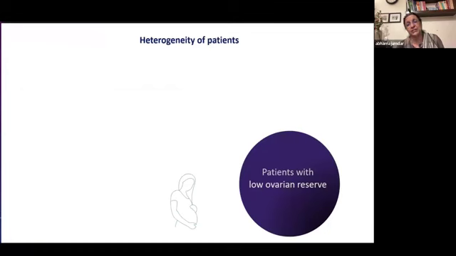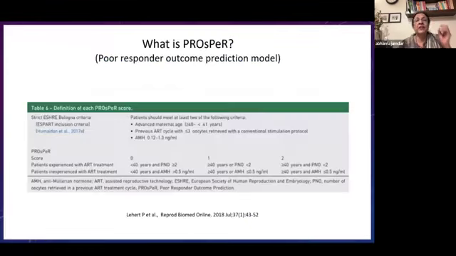Now we come to the last group, patients with low ovarian reserve. This is the PROSPER model, which is known as the Poor Responder Outcome Prediction Model, and it was based on the Bologna criteria. What is important over here is that a score of 0 is the best, 1 is worse, and a score of 2 is the worst.